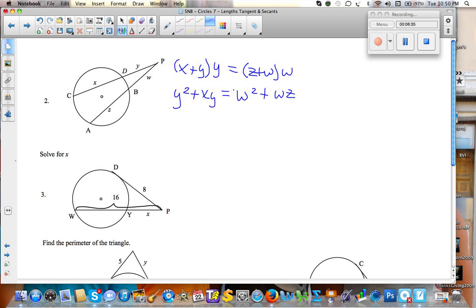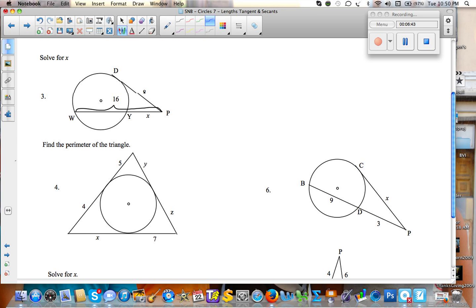Okay, moving on to example number 3. Here we have some actual values to apply to those rules. So number 3 says solve for x. Here we have a tangent, which is PD, and a secant, PW. So here we're going to use the rule that the tangent squared is equal to. So our tangent is 8.